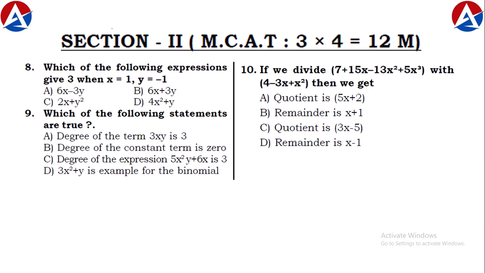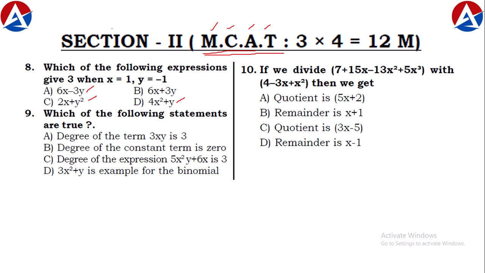Second section, multi correct answer type section. MCAT it is called. So here also objective questions are given, each question with 4 options, but here a little difference is that for each question there may be 1 or more than 1 correct answers. So they may get 1 or more than 1 correct answers. That is why it is mentioned as multi correct answer.